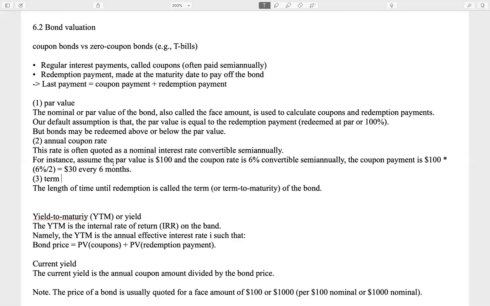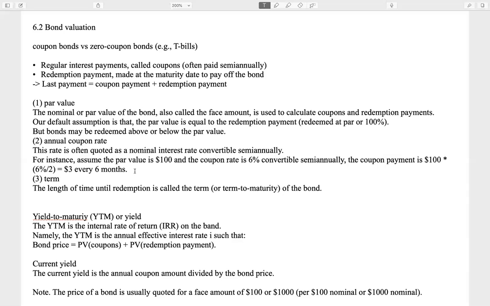So for instance, assume the par value is $100 and the coupon rate is 6% convertible semi-annually. Then each coupon is $100 times half of 6%, right? 6% is a nominal rate, convertible semi-annually. So for each 6 months, the interest rate would be 3%. So 3% times 100, so it's 3, not 30. So we'll give you $3 every 6 months. So if you buy such a bond, you will receive $3 every 6 months.